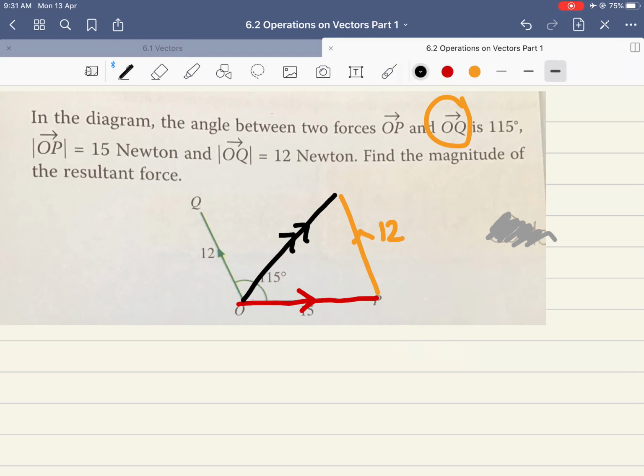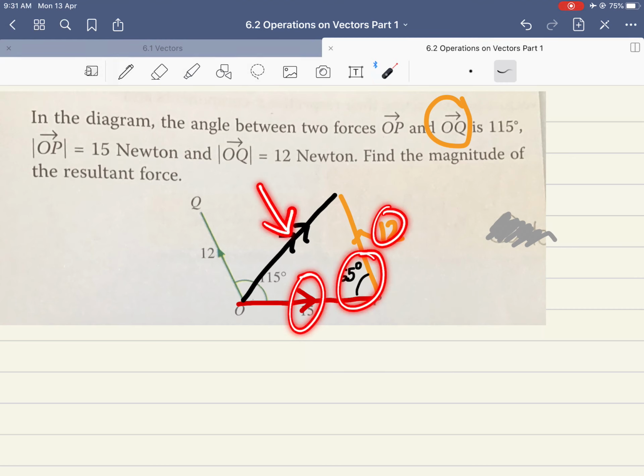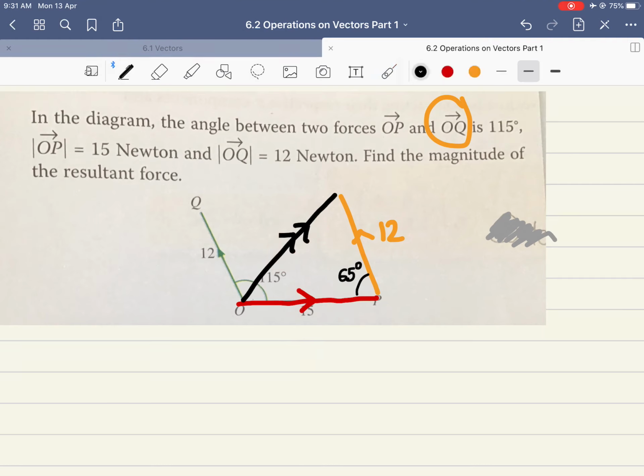Let me just pull up the pen. Then I can label this as 65 degrees. Now, I have the unit 15 here, I have 12 here, I have 65 degrees. I'm trying to find the length, or the magnitude in this case, of this vector. What can I apply? If you can recall from trigonometry, we have two sides and one angle. I can apply the cosine rule.